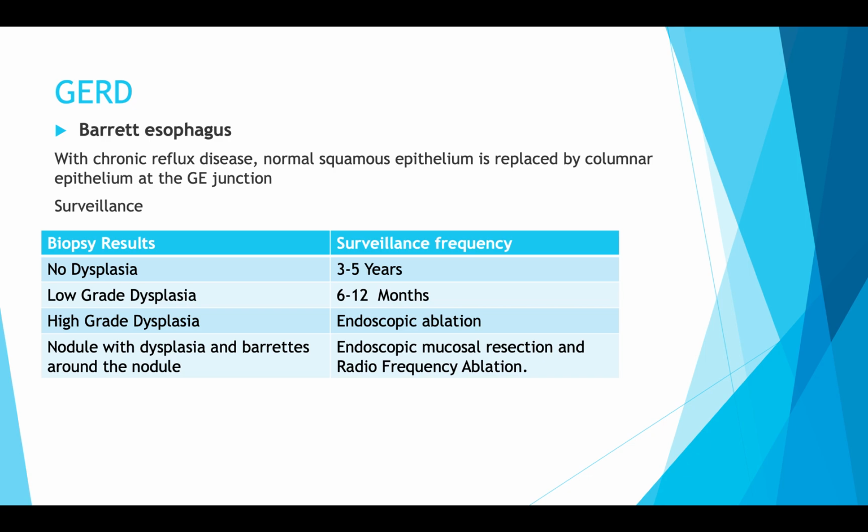Now, if the biopsy is showing low grade dysplasia, then you need to do the EGD in 6 to 12 months. If the EGD is showing high grade dysplasia, you need to do an endoscopic ablation. Now, this is a curveball basically. If you have a nodule with dysplasia and the bed is around the nodule, then you do an endoscopic mucosal resection and a radiofrequency ablation. Now, this slide is important.